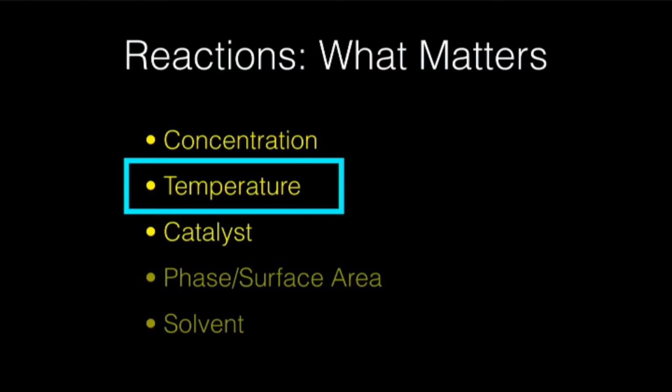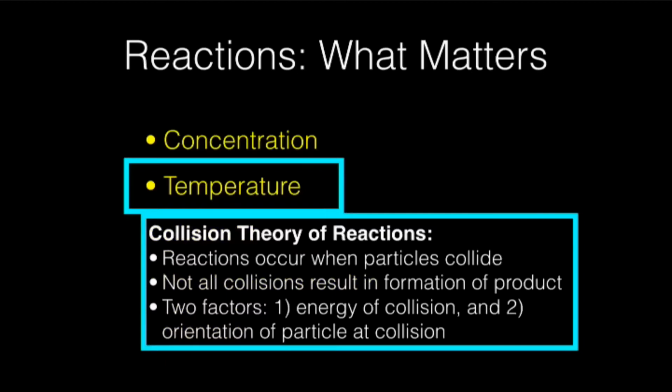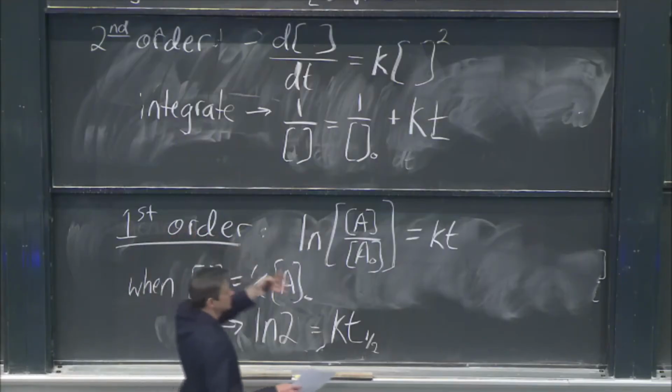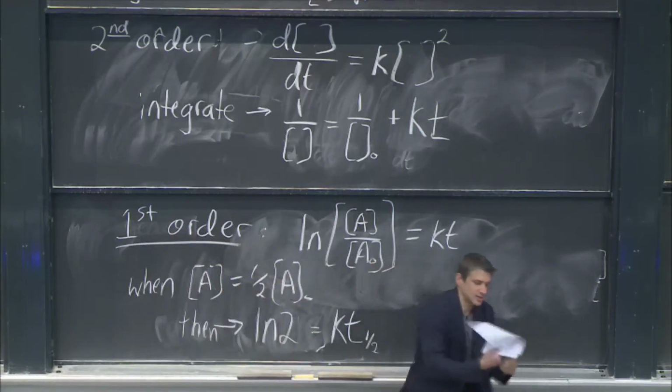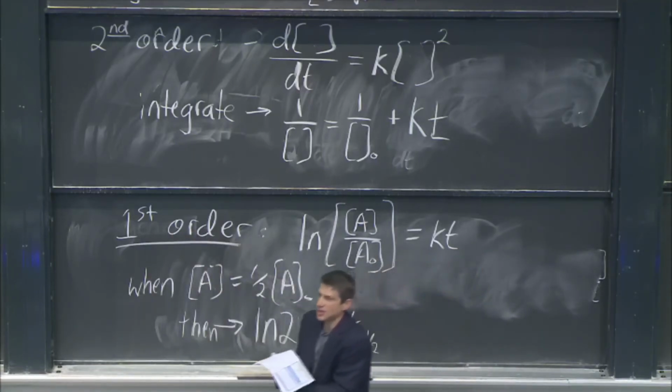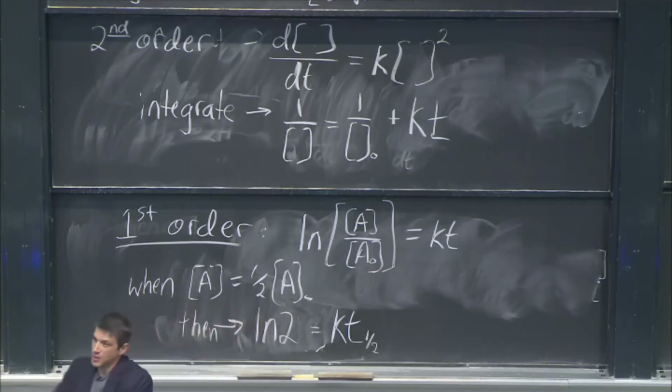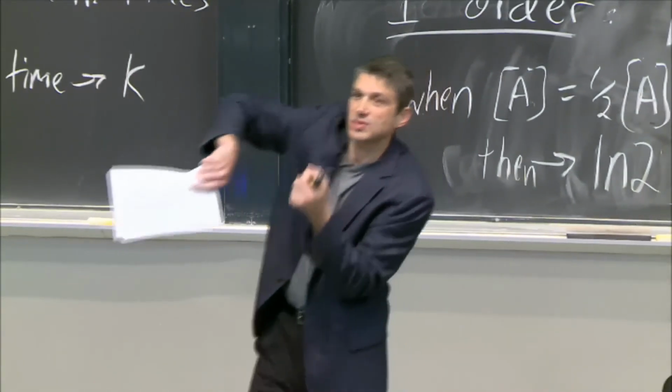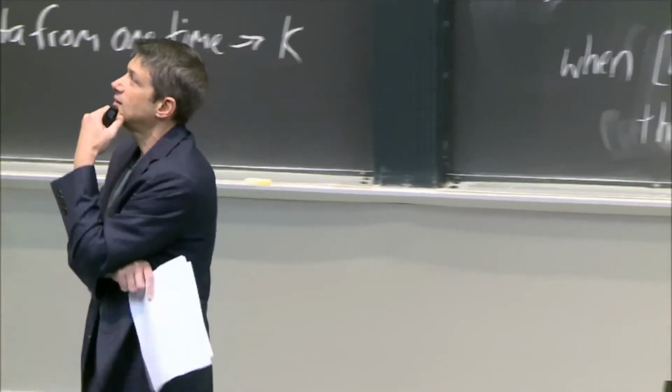And to do that, we're going to use the collision theory of reactions. I've just written it down here. What is the collision theory of reactions? It says that reactions occur when particles collide. Why does A plus B go to C plus D? Well, because things collided into each other and they got close enough, or they maybe had the right orientation so that new bonds could form or others could break, right?